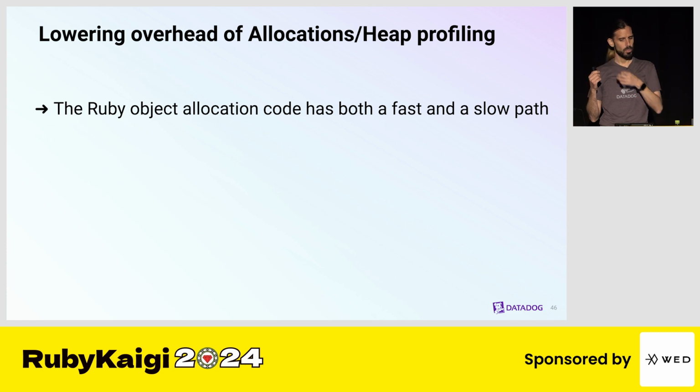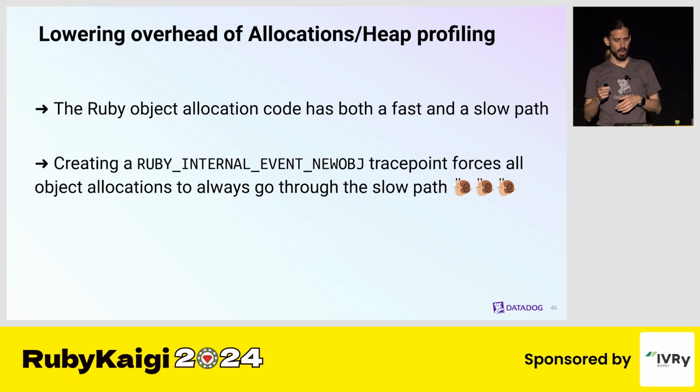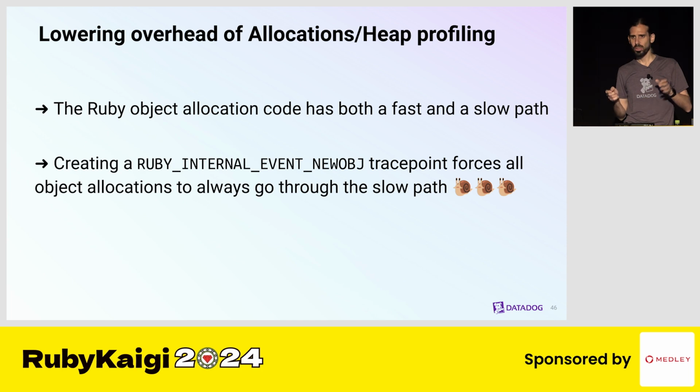If you look at the Ruby VM code, the object allocation code has both a fast and a slow path. It basically goes, if something, something, fast allocation, else slow allocation. And most of the time, you get the fast allocation. But if you create a new object tracepoint, then that condition is false, and you always get a slow allocation. Obviously, fast and slow here are a bit relative.